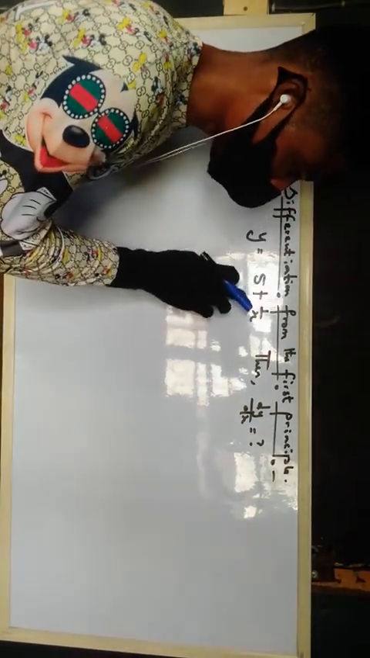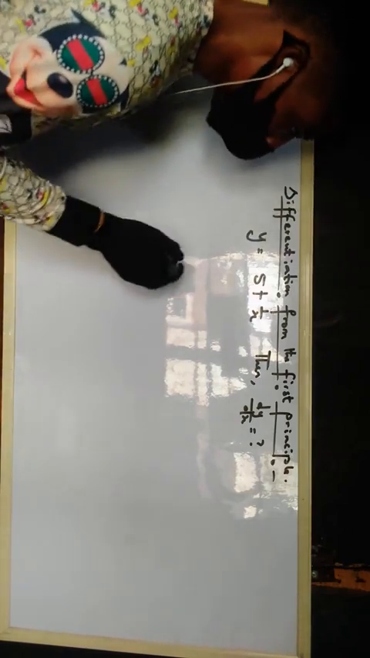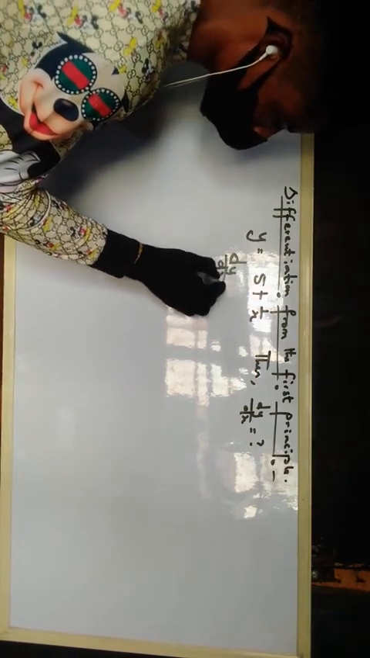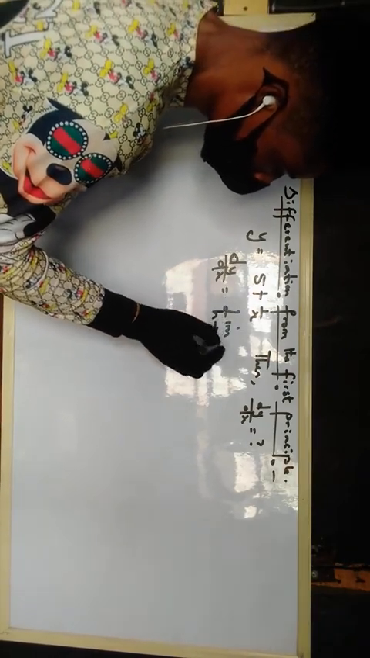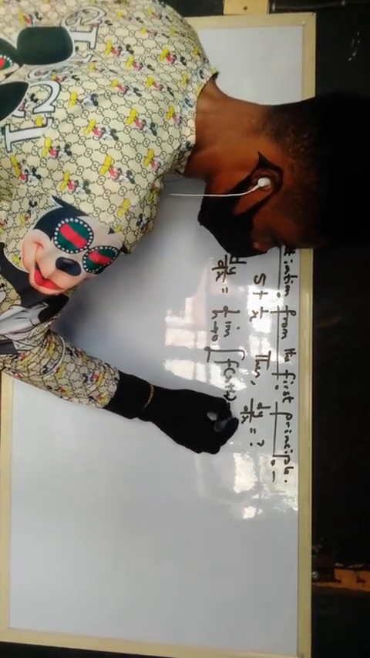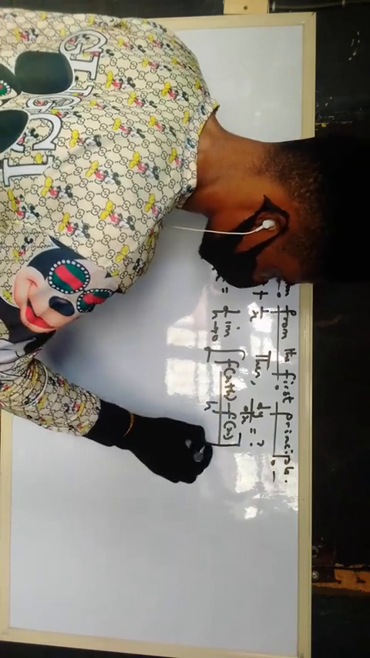Today we have to differentiate this function, 5 plus 1 all over x, from the first principle. Now from the first principle, we have dy/dx of this function to be the limit as h is approaching 0 of f of x plus h minus f of x, all over h.